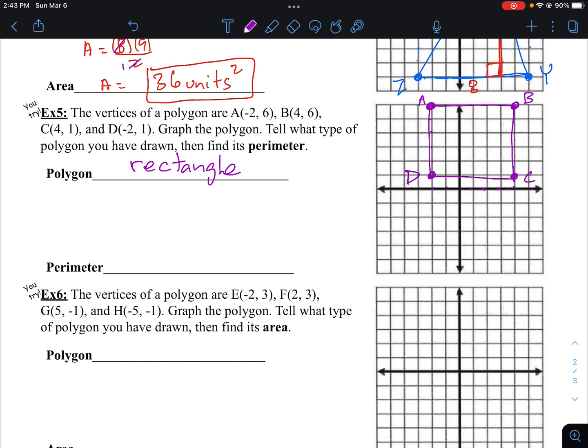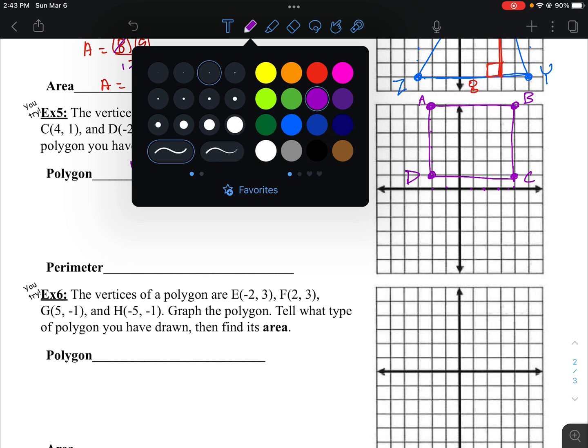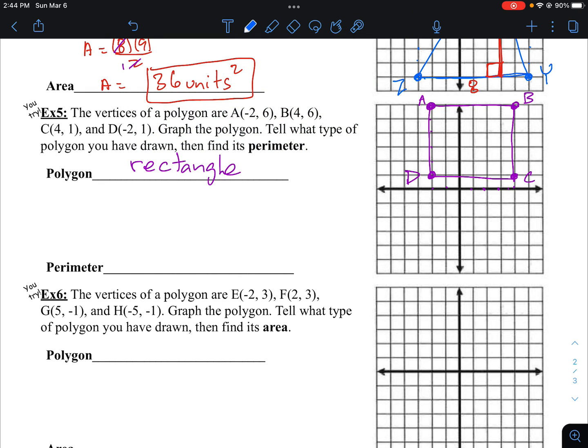Let's find the perimeter. We just need to add up the sides. To go from A to B, we start at A: 1, 2, 3, 4, 5, 6. So we know the top is going to be 6, and the bottom is going to be 6 as well. Let's go from B to C. 1, 2, 3, 4, 5. Oh, so the side is 5, which means the other side is 5.